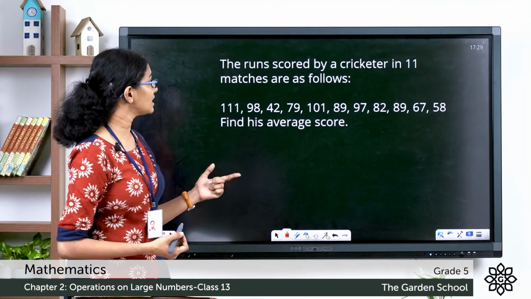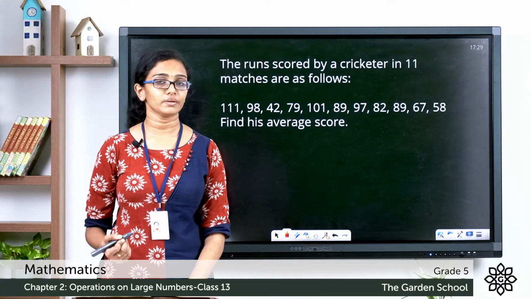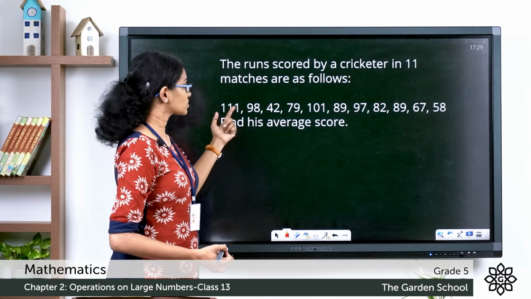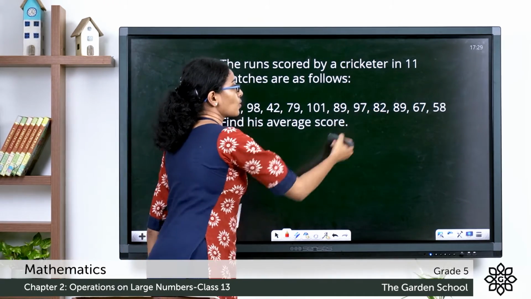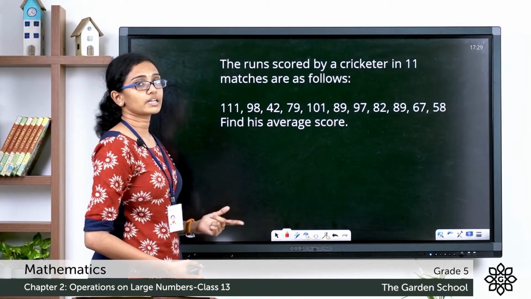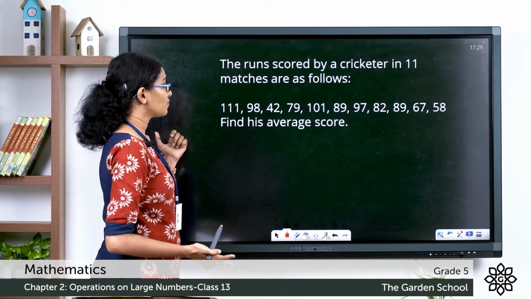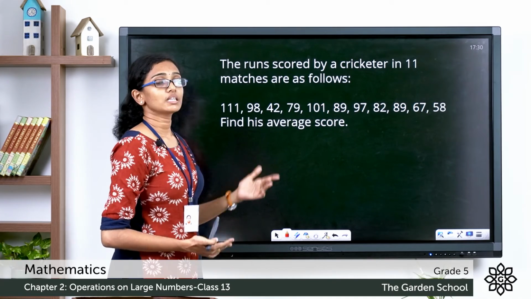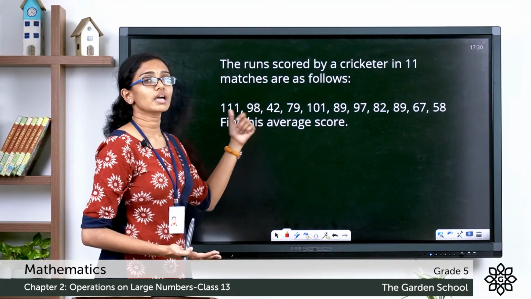Look at the question given here. It says that the runs scored by a cricketer in 11 matches is as follows. The runs scored in the first match, second match, third match, and so on. These are the scores that the cricketer scored in 11 cricket matches. We are asked to find his average score. So how do you find the average score? You have to find the sum of all the runs he scored in 11 matches. Then you have to divide that total score by the number of matches he played.